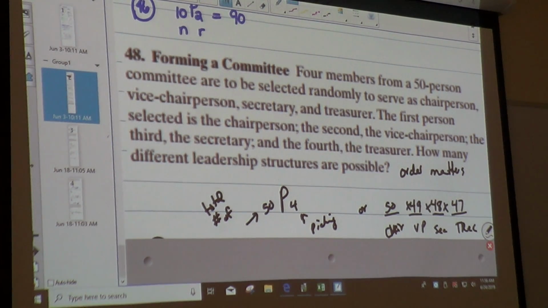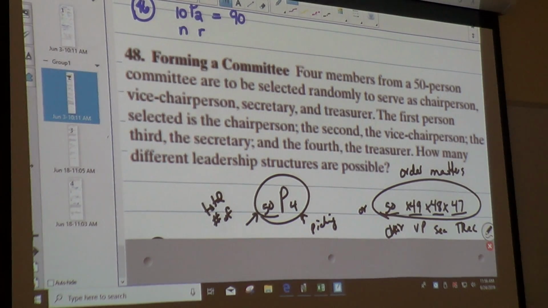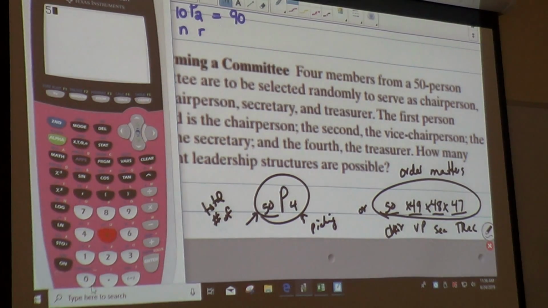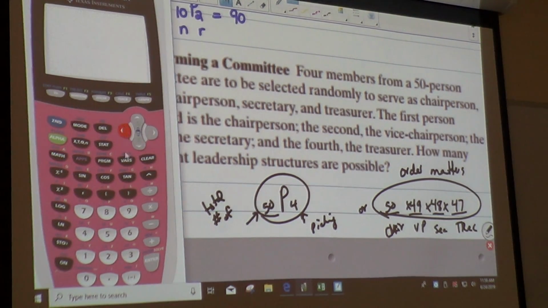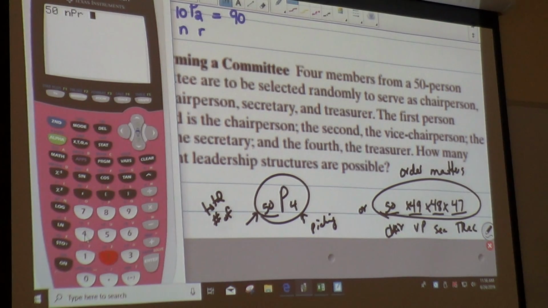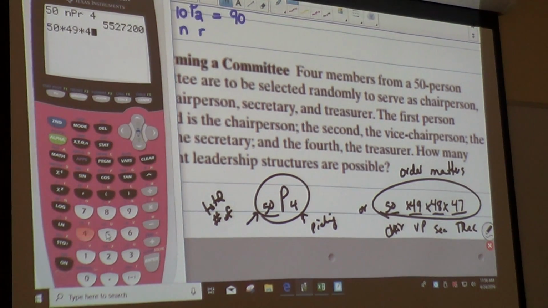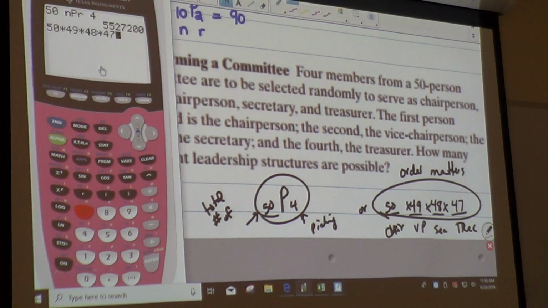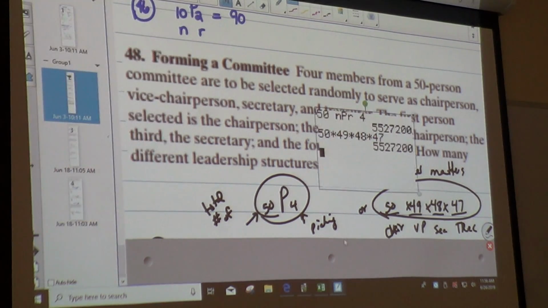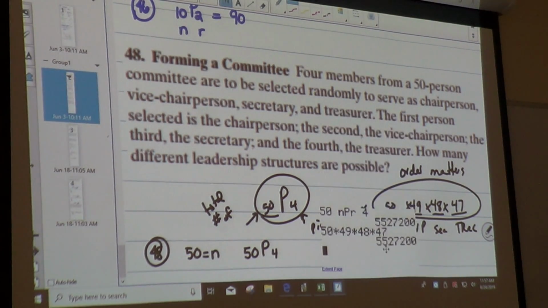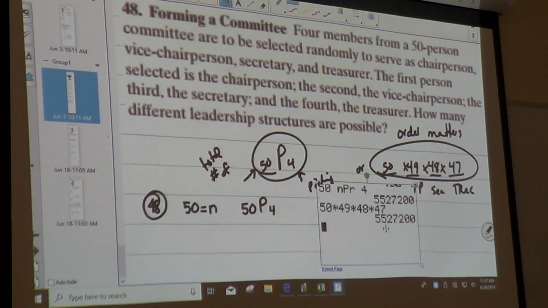I can do it either way. Does not matter to me. It can be that one or it can be that one. If I go to my calculator, it can be 50, math, NPR 4, or it can be 50 times 49 times 48 times 47. It will give me the same. So that is how many different ways I can choose 4 chairpeople out of a 50-person room.